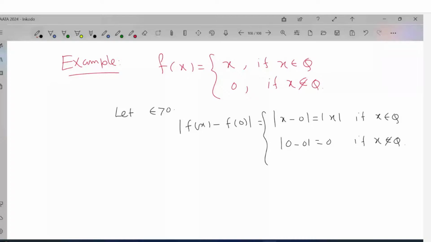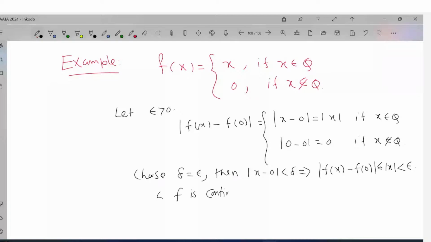What do we have to choose as delta? Yes, choose delta equal to epsilon. Then mod x minus 0 less than delta will together imply that f(x) minus f(0) has maximum value mod of x, which is less than epsilon. Therefore, f is continuous at 0.